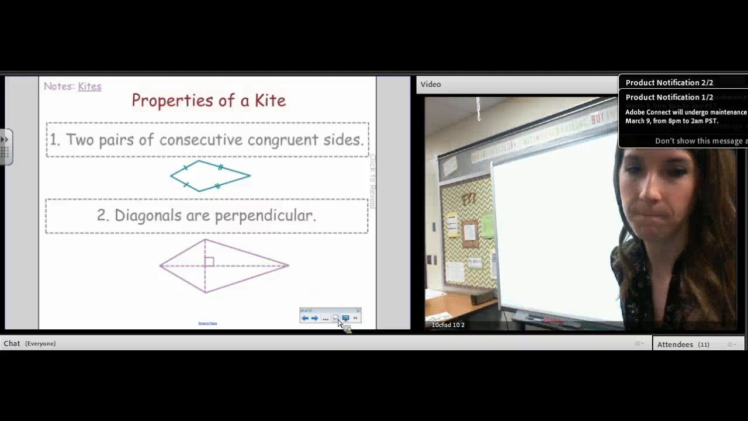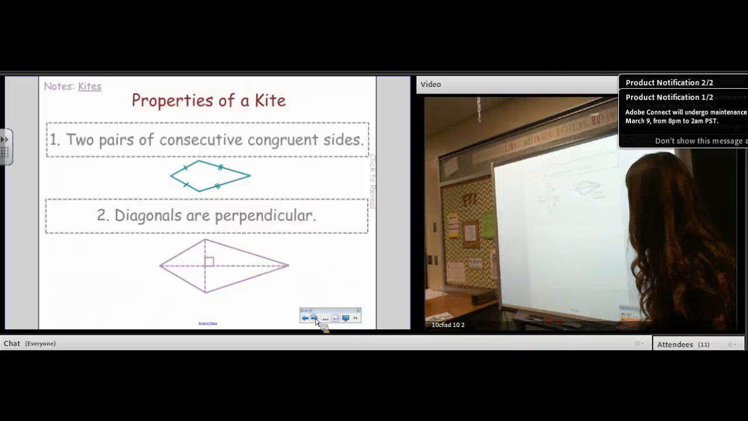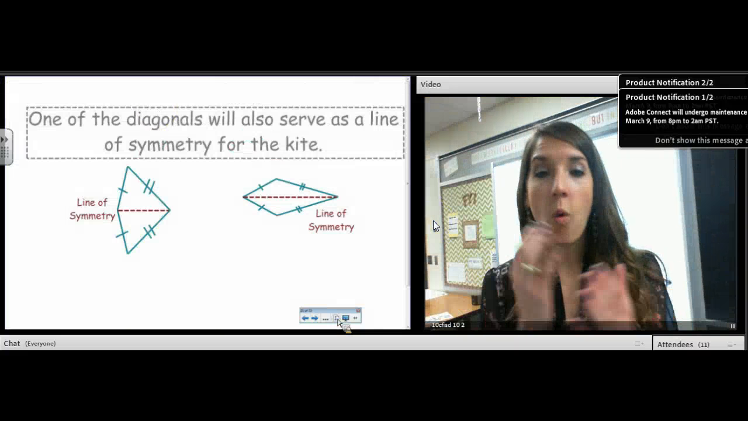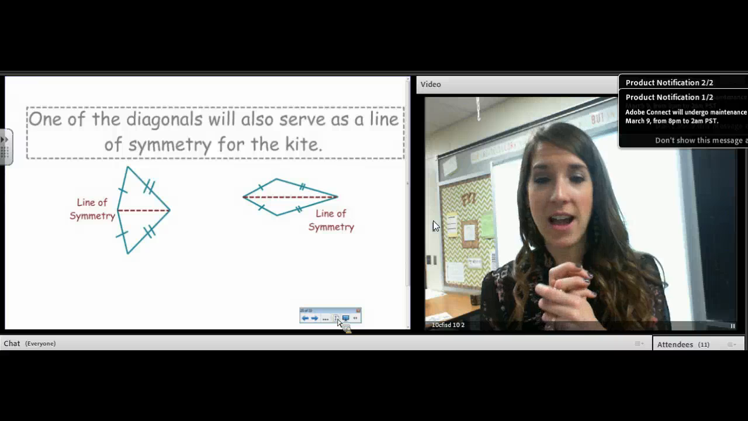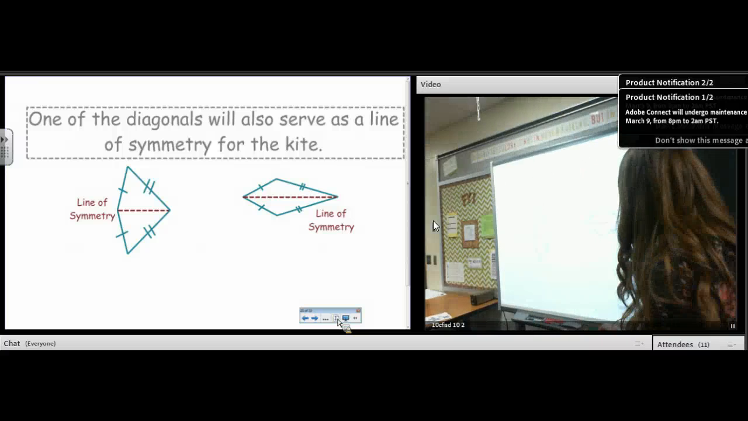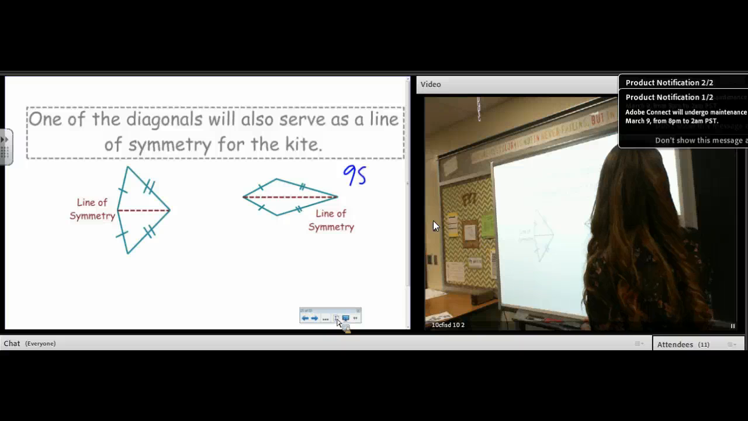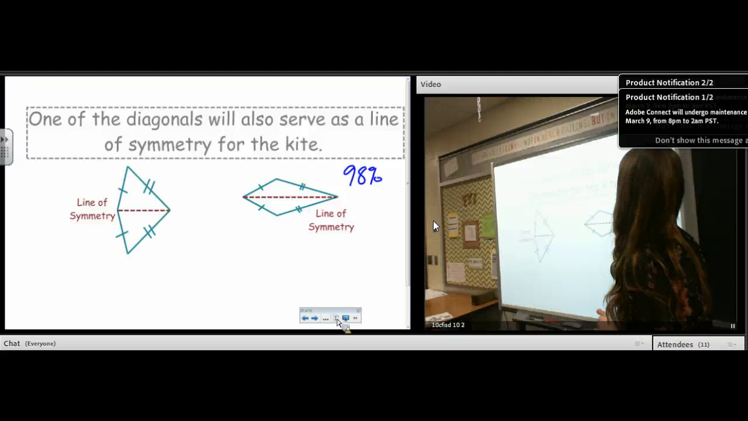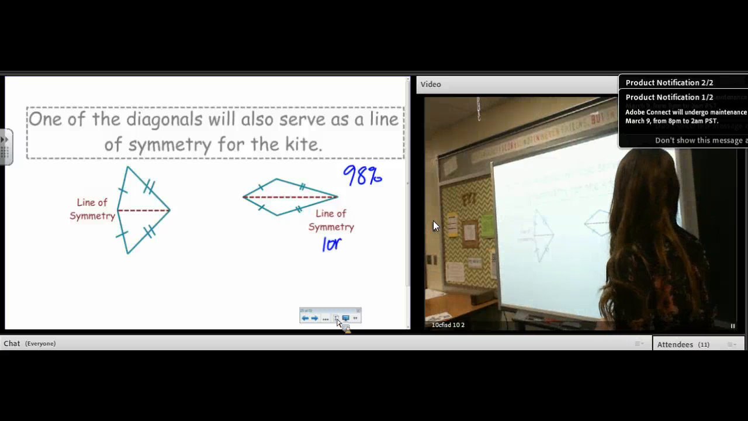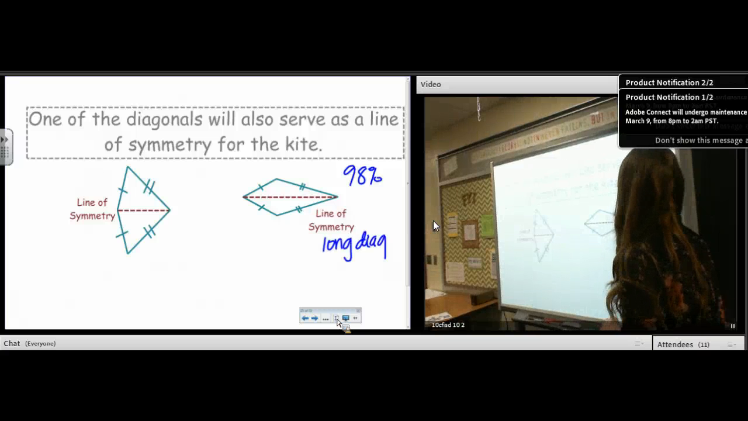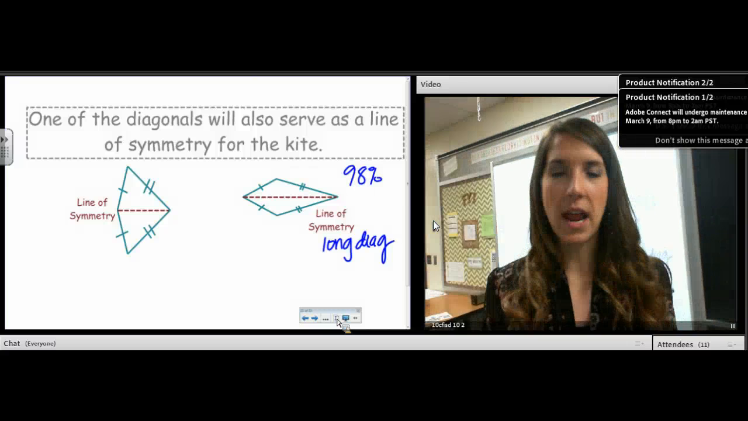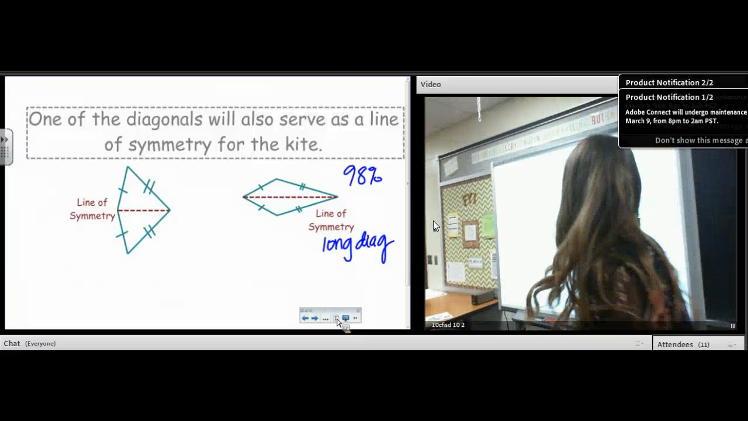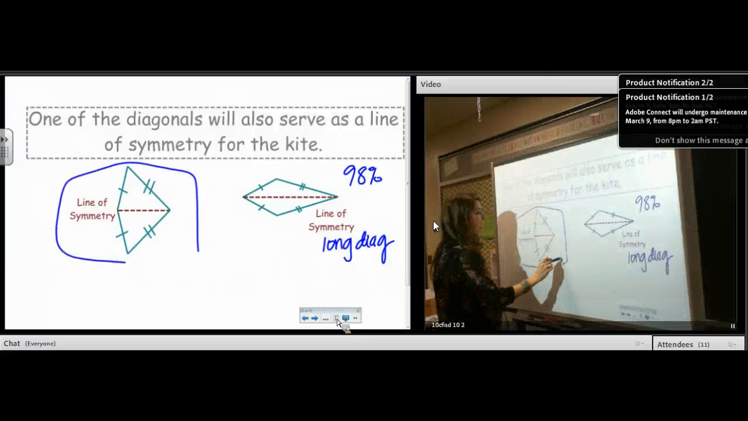Moving on. This is not a property, this is just a disclaimer. One of the diagonals is going to be a line of symmetry. Now, 98% of the time, I just made that number up, the line of symmetry is going to be the longer diagonal. Most every single time. But I wanted to show you that it could be the shorter diagonal.